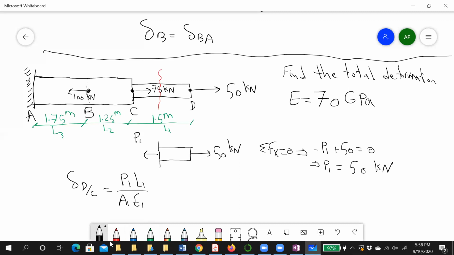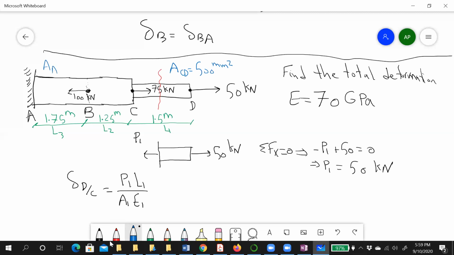A1, E1. We also need cross-section areas. For CD, let's say 500 millimeters square. BC and AB have the same cross section, A_AB and A_BC would be 800 millimeters square. I'll use a different color just to see. Now let's solve together.